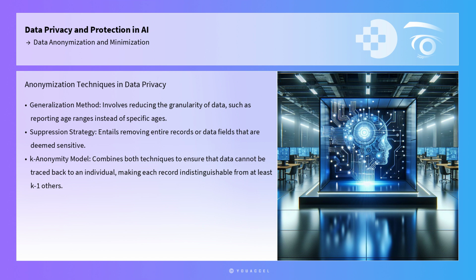Generalization and suppression are additional anonymization techniques used to protect privacy. Generalization involves reducing the granularity of data, such as reporting age ranges instead of specific ages. Suppression entails removing entire records or data fields that are deemed sensitive. The K-anonymity model combines both techniques to ensure that data cannot be traced back to an individual. Under K-anonymity, each record is indistinguishable from at least K-1 other records concerning certain identifying attributes.